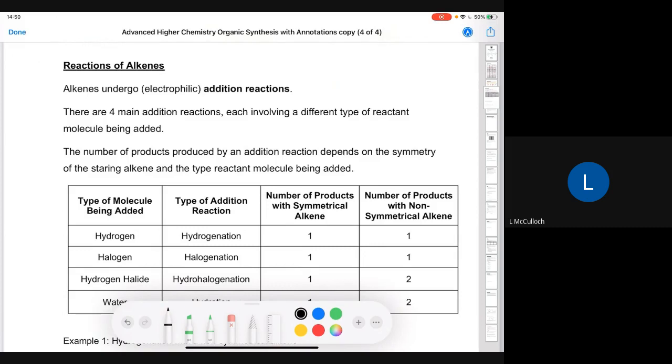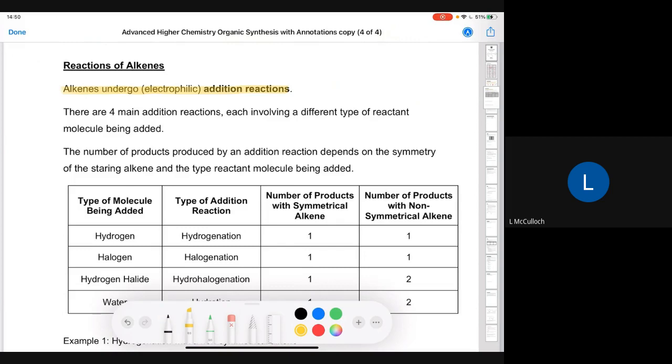So, reactions of alkenes. There is really only one reaction that we do with alkenes, and it is an addition reaction, or to give it its full name, an electrophilic addition reaction. There are 4 main addition reactions, each involving a different type of reactant molecule being added. These are reactions that we probably looked at National 5 level, but we've probably not really thought about them much since.